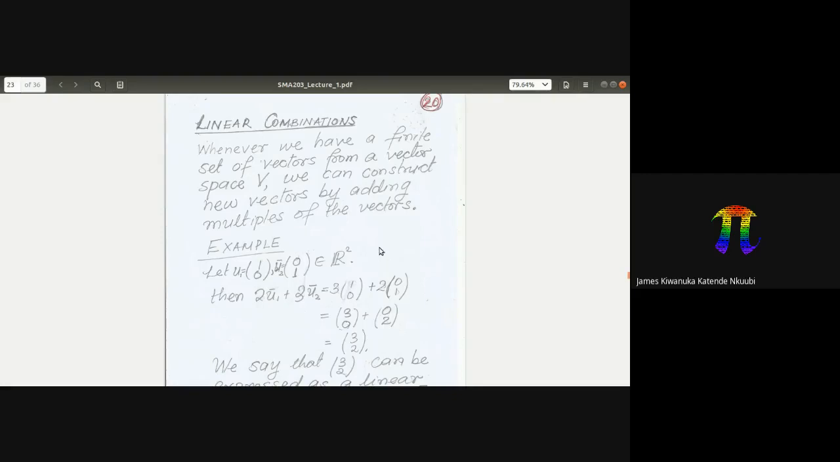So we now look at another topic. We call them linear combinations.